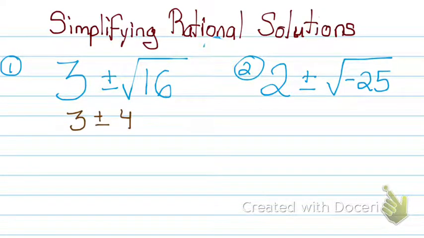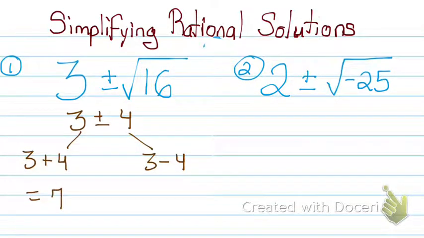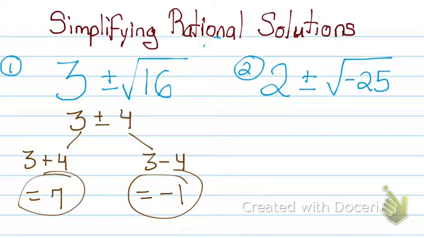And just know that plus or minus separates it into two different expressions. We have 3 plus 4, and we also have 3 minus 4. So when we ask ourselves, what does 3 plus 4 equal? It equals 7. And 3 minus 4, that equals -1. So therefore, those will be our two solutions. Let's look at another example.